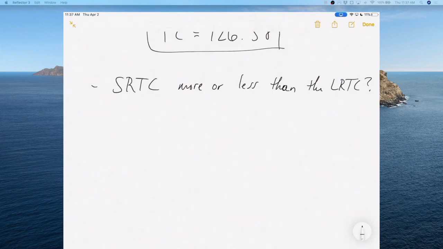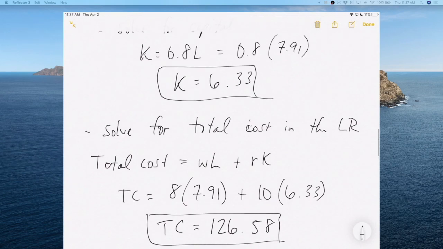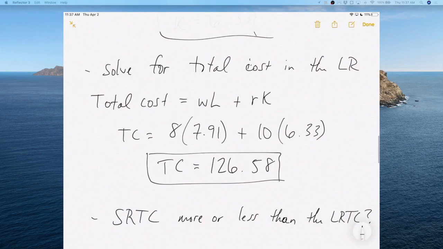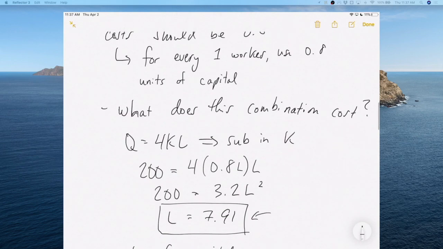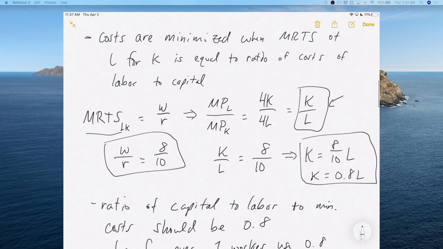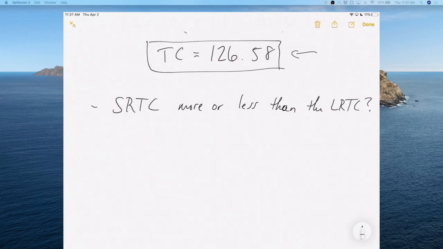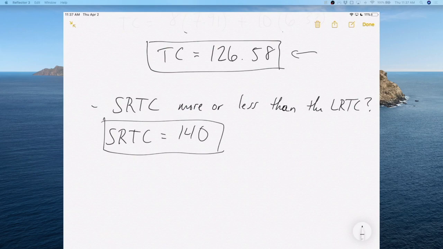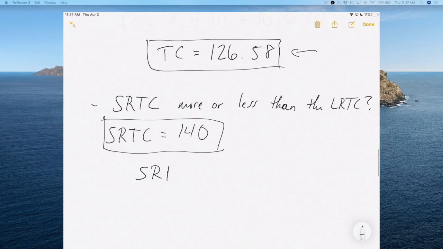Okay. So now we're just trying to figure out whether or not the short run total cost is more or less than the long run total cost. We solved for the long run total cost here, and before we solved for the short run total cost, in the first step, we said the short run total cost is equal to 140. So obviously, the short run total cost is greater than the long run total cost.